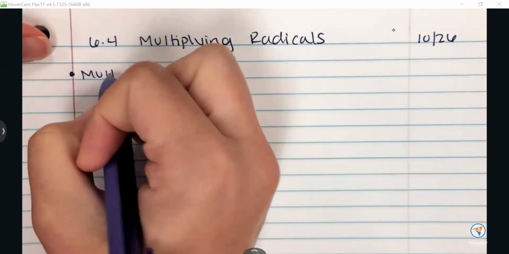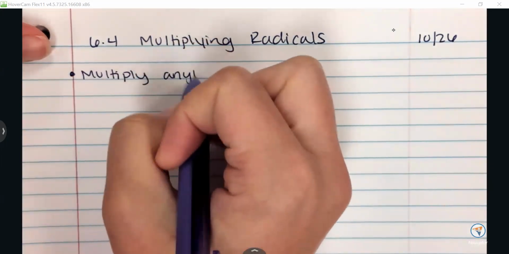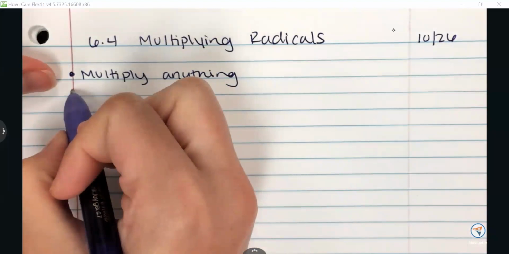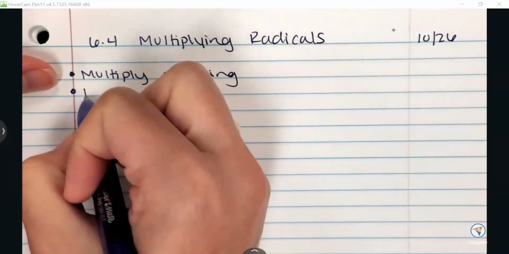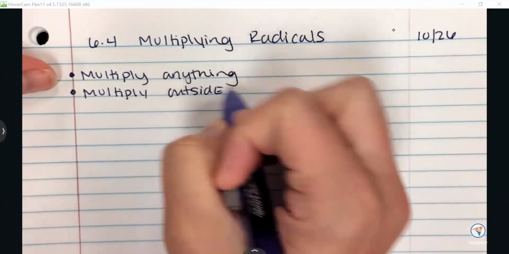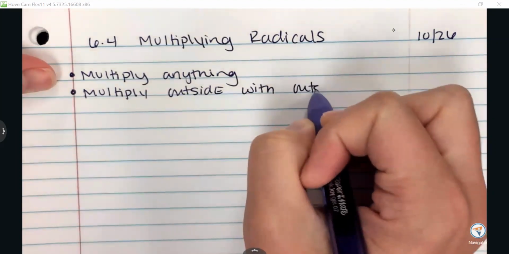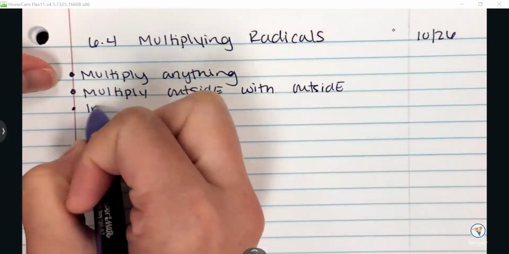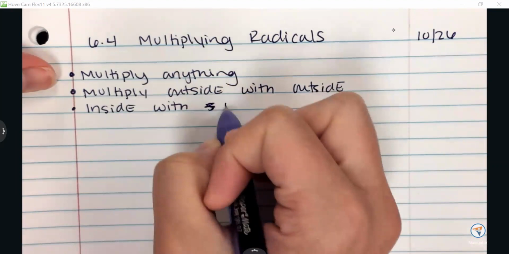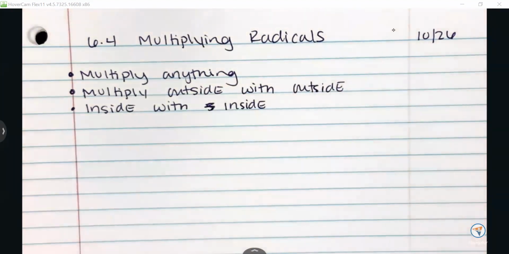First, you can multiply anything, okay? Meaning that the insides don't have to be the same. Like adding and subtracting, the number inside has to be the same. When you multiply, it does not, okay? But you can only multiply outside with outside, and you can only multiply inside with inside. So whatever is outside can never move inside, and what's inside can never move outside.